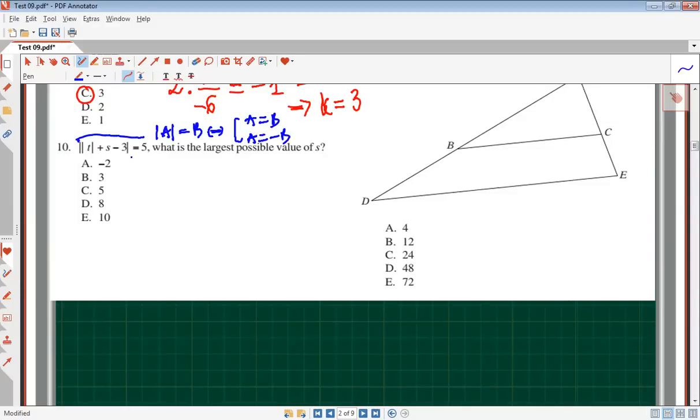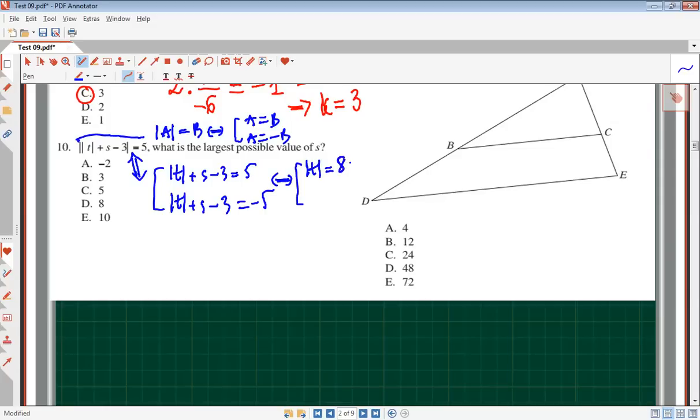Applying this, we can write the absolute value of T plus S, subtract number 3, equals number 5, or the absolute value of T plus S, subtract number 3, equals minus 5. Hence, we have the absolute value of T equals 8 subtract S, or the absolute value of T equals minus 2 subtract S.